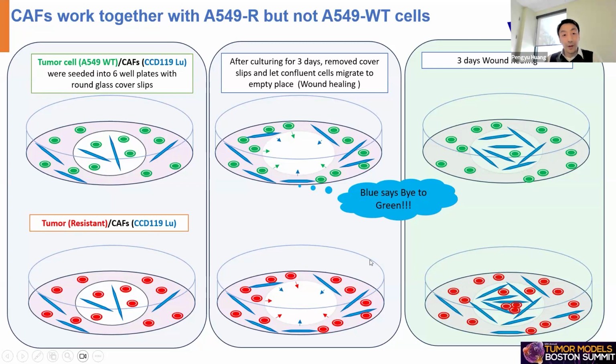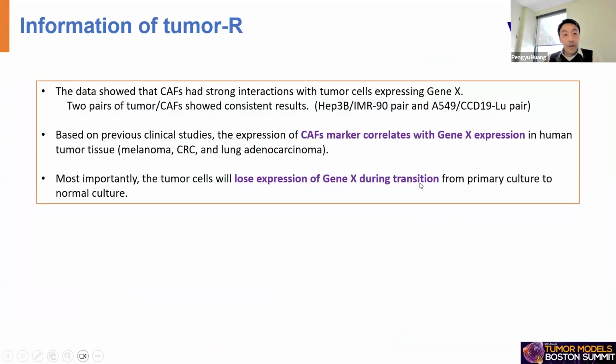If you do some co-culture, a lot of people, I heard from others, say, oh, we never see the CAFs protect the tumor, so we need to find better CAFs, from cell line to primary. But I think the direction is wrong. Actually, the problem is with your tumor cells. Okay, so then I just gave some information about the tumor R.